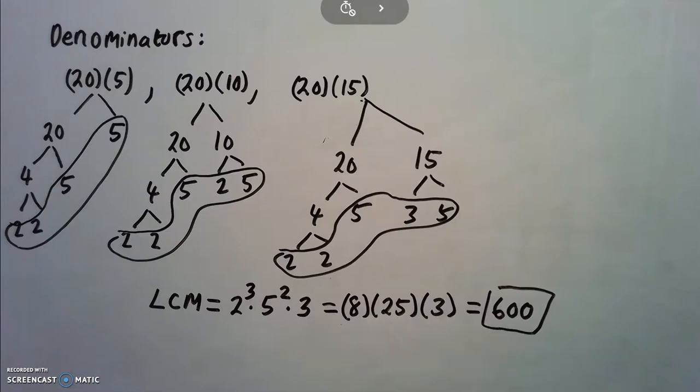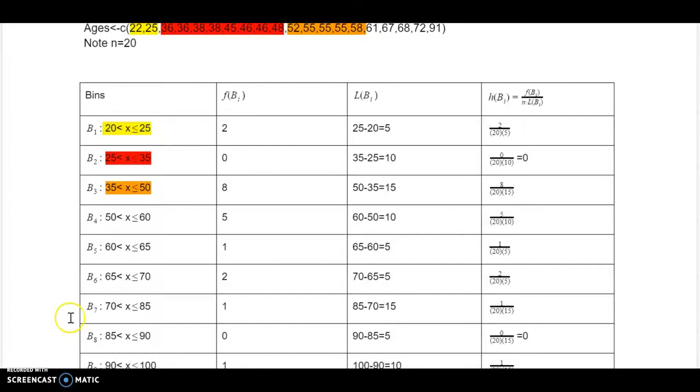Okay, so let's go back and write all the fractions so they have 600 as their denominator. Okay, so we're back over here now. So our LCM we found was 600. So our LCM should be all capital there. Lowest common multiple. So we're going to write all the fractions so they have 600 as their denominator.